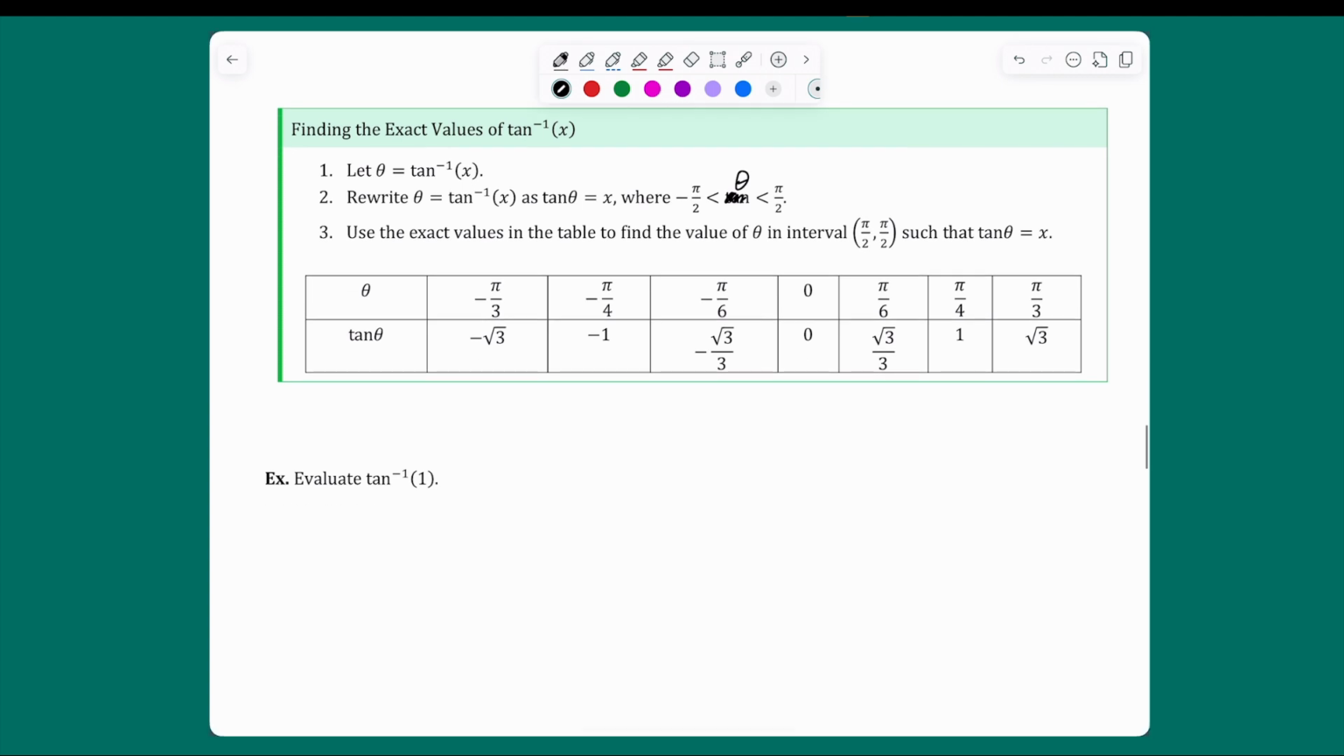All right, so let's go ahead and evaluate tangent inverse of 1. So first we will let theta equal tangent inverse of 1. If we rewrite this, we can rewrite this as tangent theta equals 1, which tells us that we're looking for an input where tangent is 1. And we can see that it corresponds to pi over 4. And so theta equals pi over 4. Therefore, tangent inverse of 1 equals pi over 4.